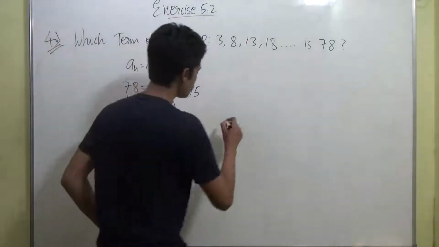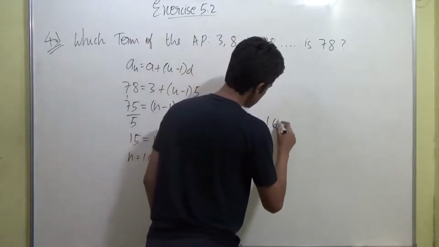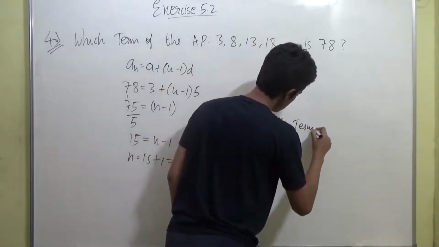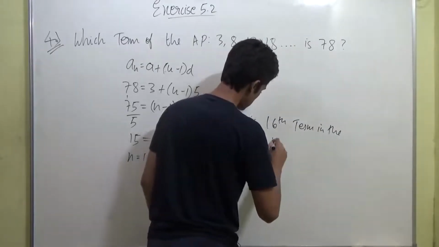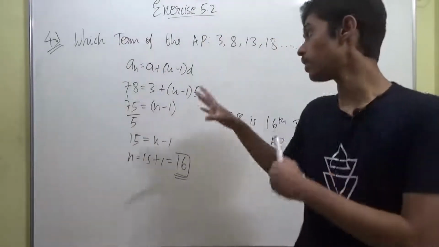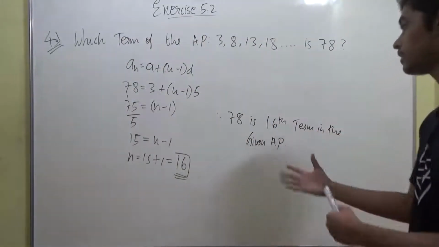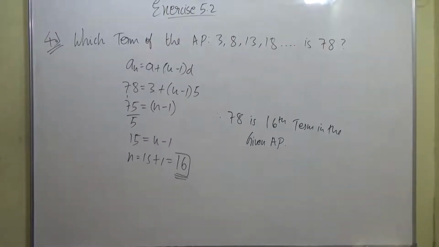So finally we can conclude, therefore 78 is the 16th term in the given AP. Right, guys? Now you can take the screenshot if you want. Very short and small question and answer, guys. It's very easy as well. After this, let's go to the 5th question.